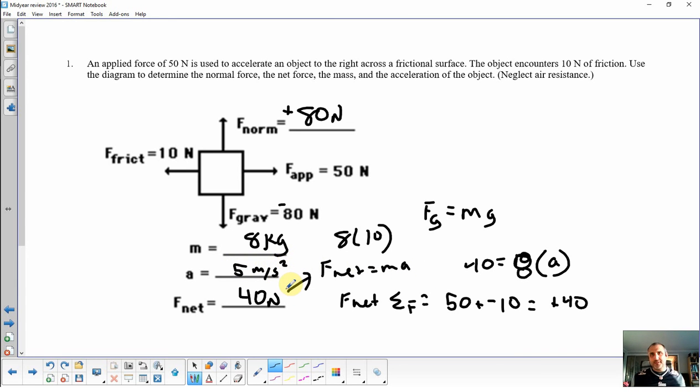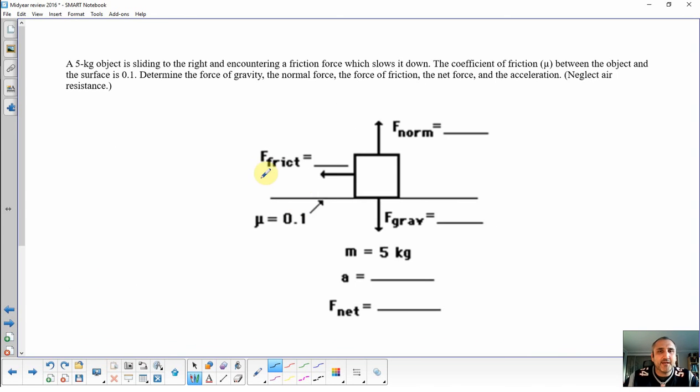I hope that made sense to you. It's a very simple free body diagram using Newton's second law to fill all this good stuff in. Next, we've got Newton's second law again, and we've actually got a mu, and we're going to have to figure out friction, so we're going to need to know some stuff. First off, 5 kilograms. Fg is 5 times g, which is negative 50. And if there's gravity going down, but it's not going through a floor, the floor has to be pushing it up with positive 50 newtons.